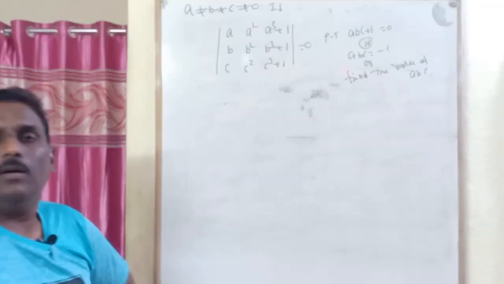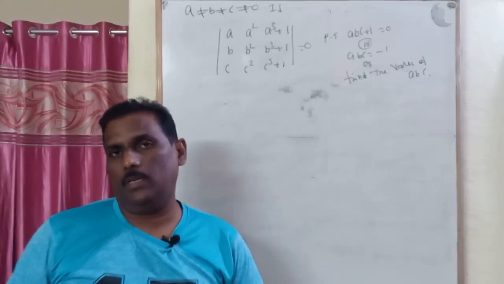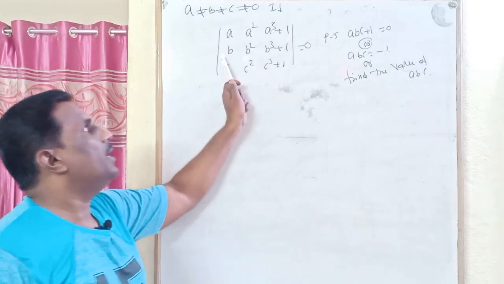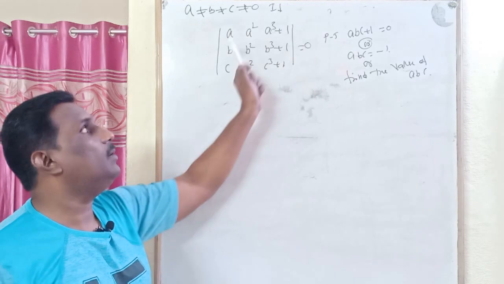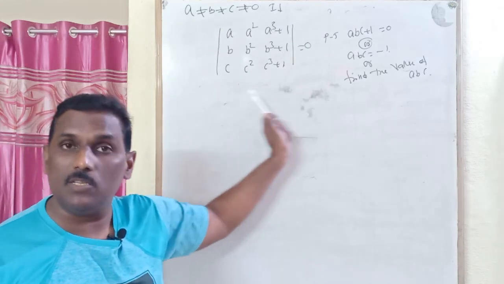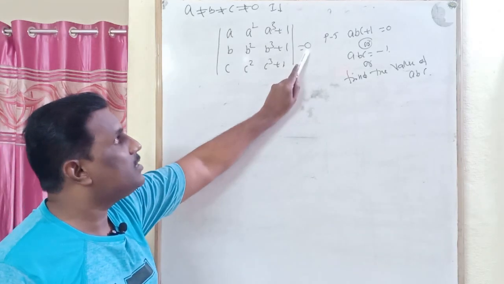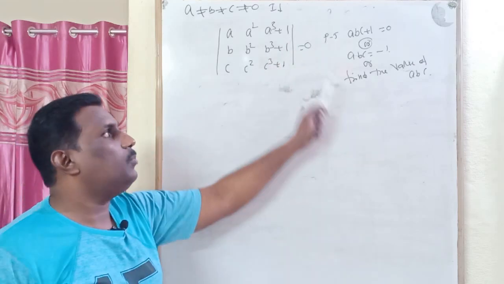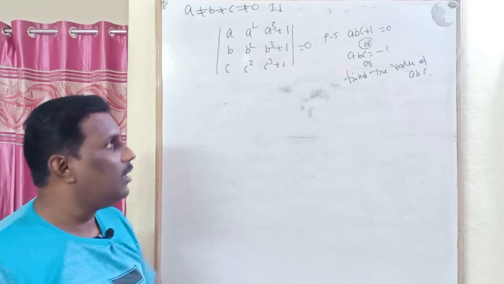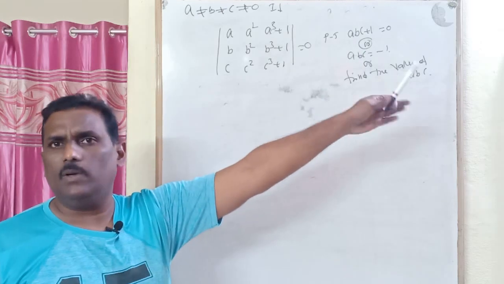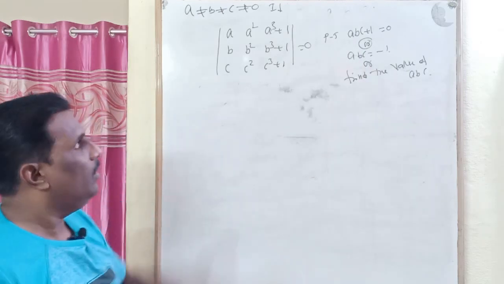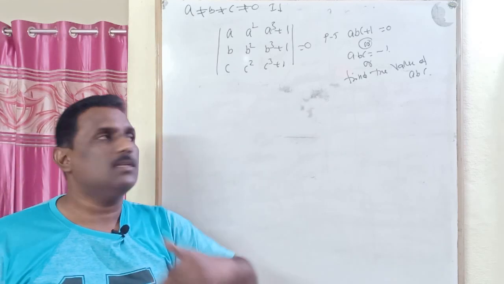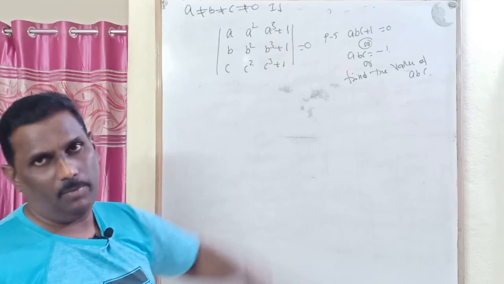a, b, c are not equal to each other and none of them are zero. If the determinant with rows a, a squared, a cubed plus 1; b, b squared, b cubed plus 1; c, c squared, c cubed plus 1 is becoming 0, then prove that abc plus 1 equals 0, or prove that abc equals minus 1, or find the value of abc, which is equal to minus 1. So this is also one of the important questions. As I said, this is also a repeated question in the board examinations.